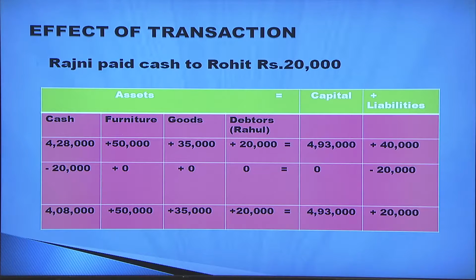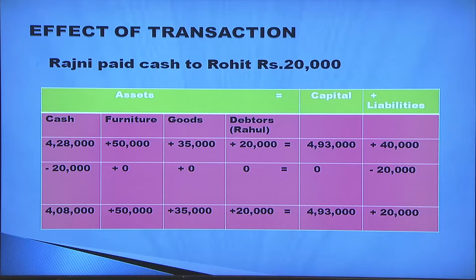Another transaction, Rajni paid cash to Rohit. Cash is going from the business and liability is decreasing. In the cash column, deduct 20,000 and liability column, deduct 20,000. In the first line, we have old equation. In the second line, the effect of the transaction. And in the last line, new accounting equation. That is cash 4,08,000 plus 50,000 furniture plus goods 35,000, debtors 20,000 equals capital 4,93,000 and liabilities 20,000.